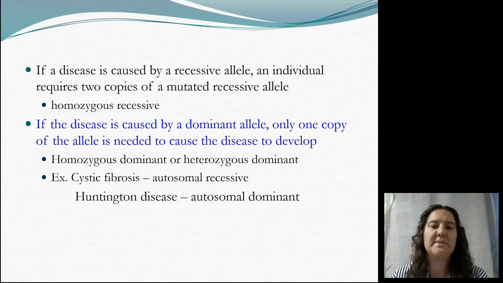If a disease is caused by a recessive allele, that individual requires 2 copies to be affected by that condition. So it's a homozygous recessive trait. If a disease is caused by a dominant allele, only one copy of the allele is needed for the disease to develop. And some diseases, like Huntington's, are autosomal dominant, where other diseases are autosomal recessive. So you need two copies of that gene to be affected.